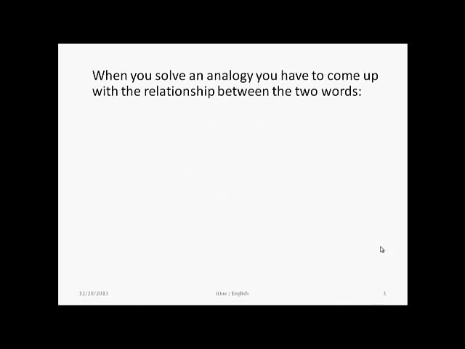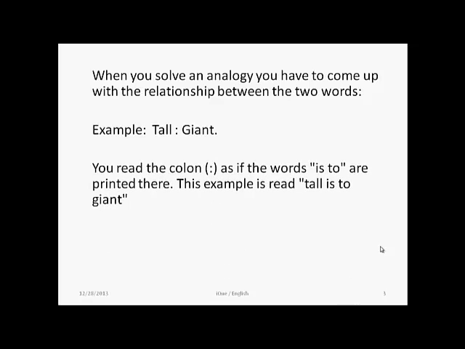So when you solve an analogy, you have to come up with the relationship between the two given words. For example, you might be given the word tall and giant. You read the colon as if the words are "is to". So this example is to be read as tall is to giant. Now, when you think about a giant, you obviously think that it is tall. Now, how exactly do we go about solving this question?